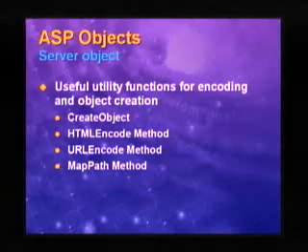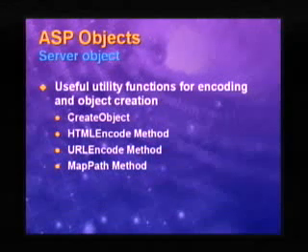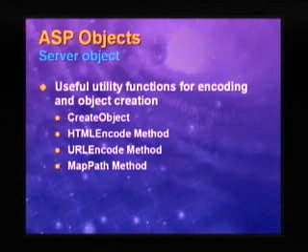The server object. The server object is basically a bunch of useful utility functions for encoding. For example, HTML encode and URL encode. You give it a specific string, and it'll give you the HTML encoding that you need to put that into a web page. URL encode is pretty much the same thing, except applying rules for URLs.